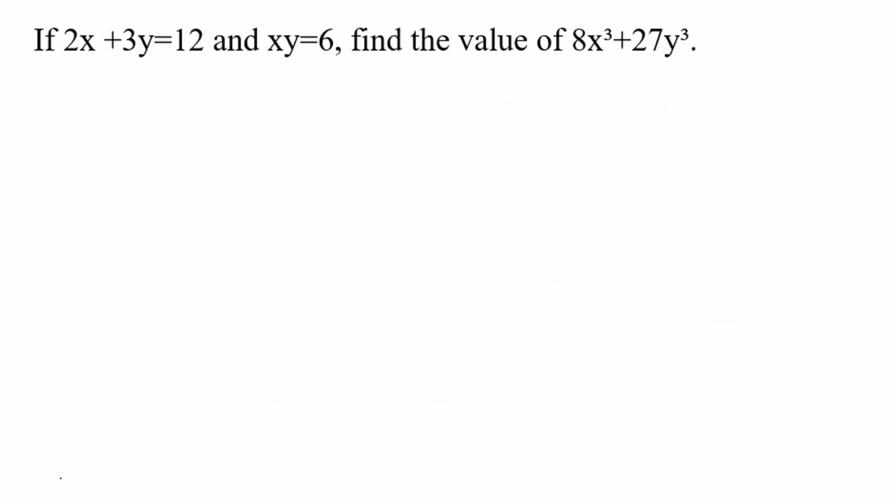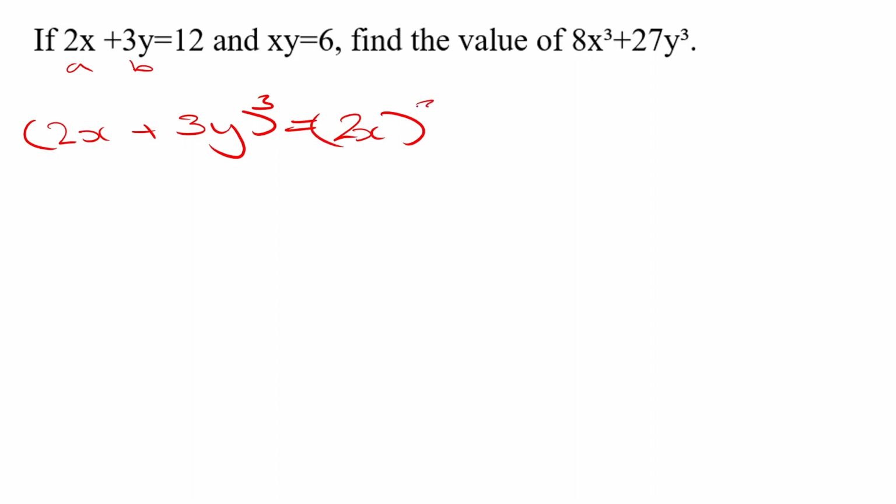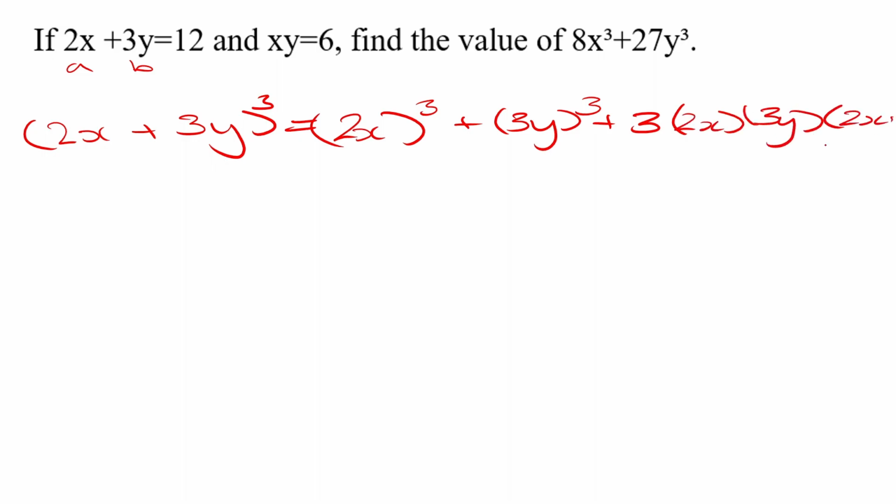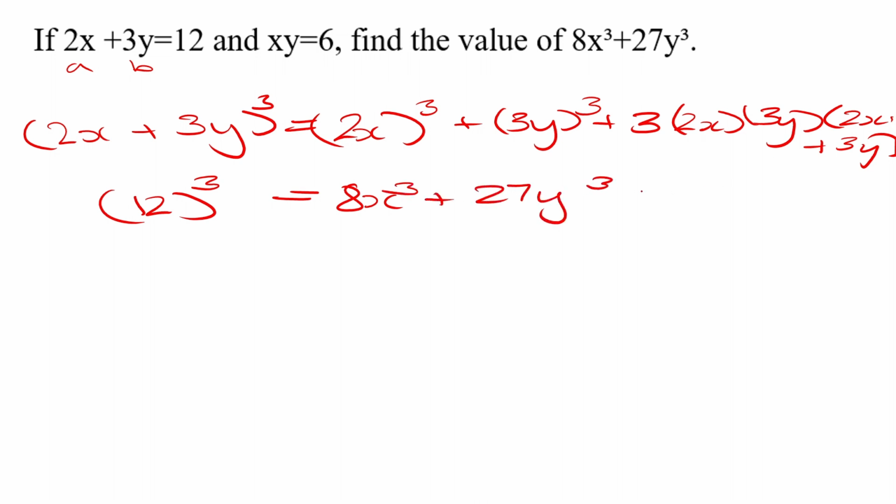So now, analyzing the values we have, if we take this as a, this is b, (2x plus 3y) the whole cube is equal to (2x) cube plus (3y) cube plus 3 into 2x into 3y into (2x plus 3y). Now, let's observe all the values we have. Simplifying this, what do we get? 2x plus 3y is 12, right? 12 the whole cube is equal to 8x cube plus 27y cube plus 3 times 2 times 3. What do you get? 18xy, the whole times (2x plus 3y), which is 12.